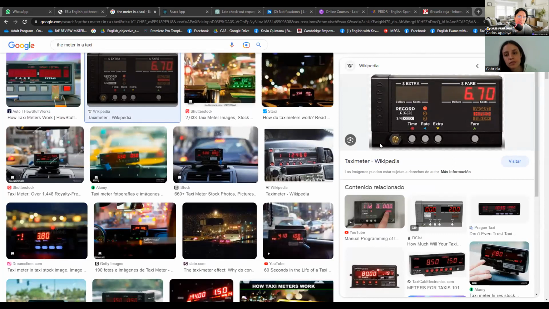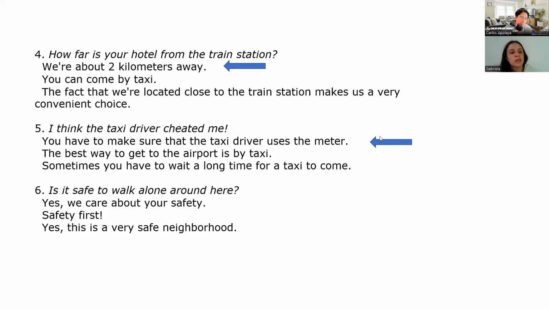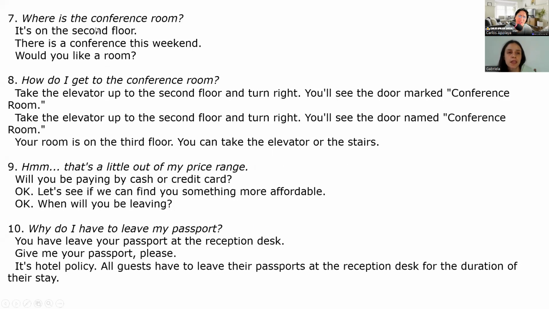Is it safe to walk alone around here? Yes, this is a very safe neighborhood. Where is the conference room? It's on the second floor. How do I get to the conference room? The second, take the elevator up.